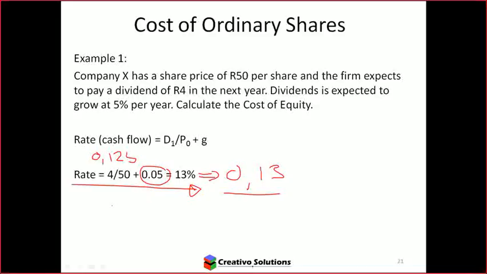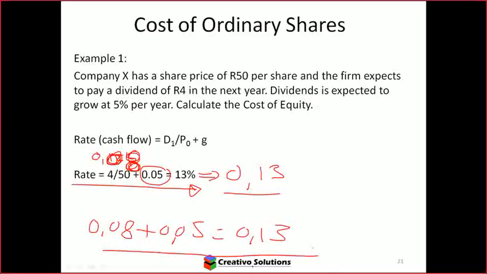Yes, 4 divided by 50. Well, I promise you my calculator says 0.08. Oh, okay, that's fine, because 0.08 would be 8%. Okay, that's fine, because then 0.08 plus 0.05 gives you 0.13. Yeah, so that is fine. That does give you the right answer then.